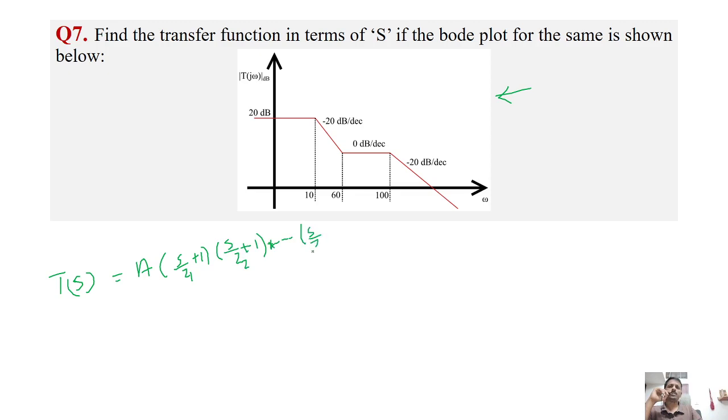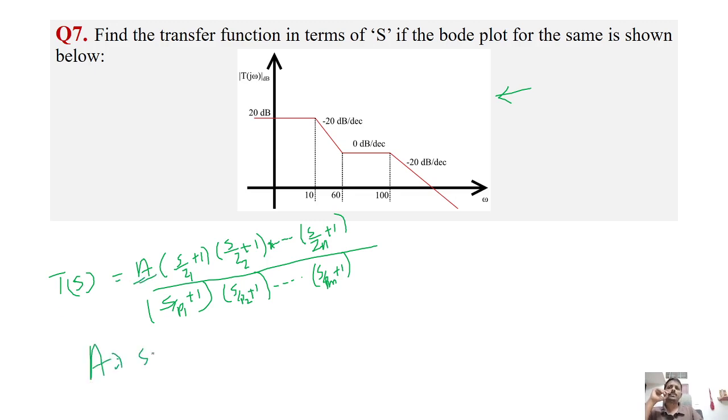S by Zn plus 1, that by S by P1 plus 1 into S by P2 plus 1 etc. S by Pm plus 1. So as I mentioned earlier, the value of A is when S equal to 0.